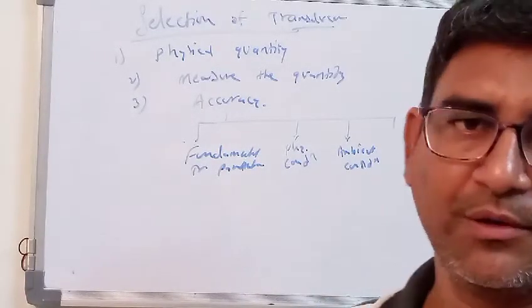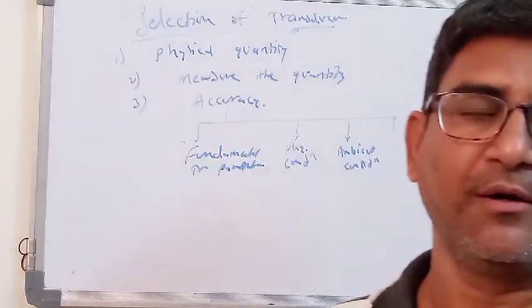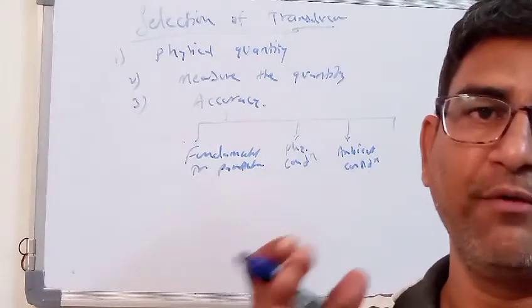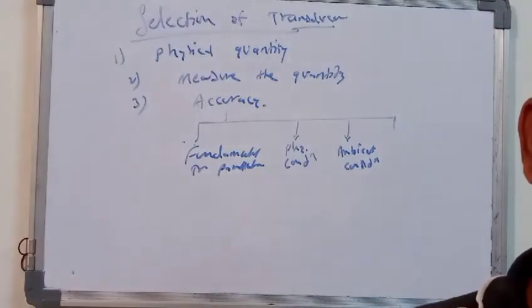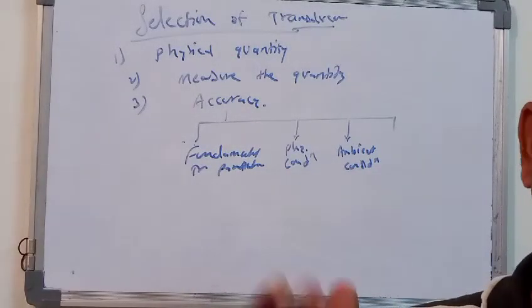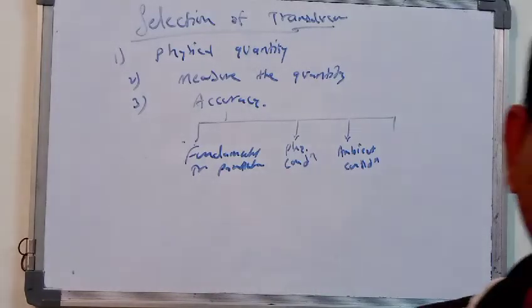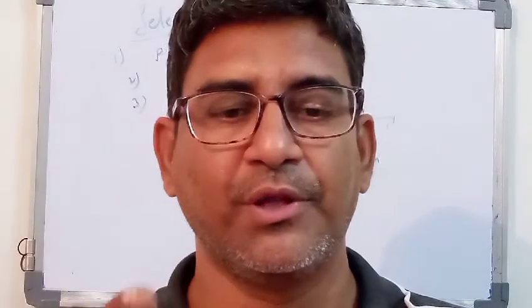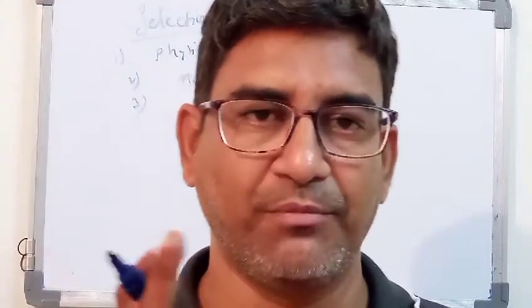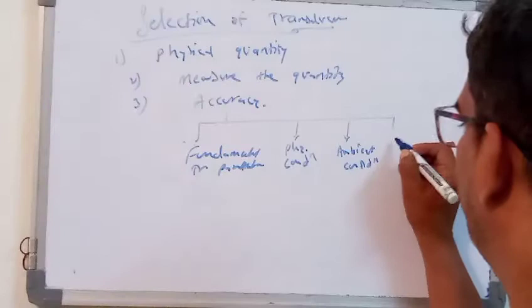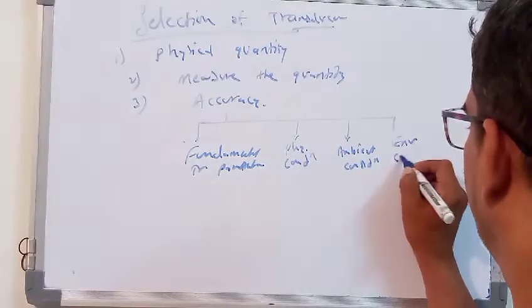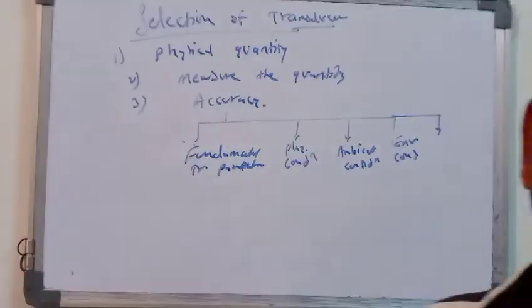Ambient condition. Then comes the different environments: whether it is working in a proper way or not, whether it affects the temperature, or whether it gives you different shapes of that particular vibration value. So the environmental condition will give you the accuracy of that particular transducer.